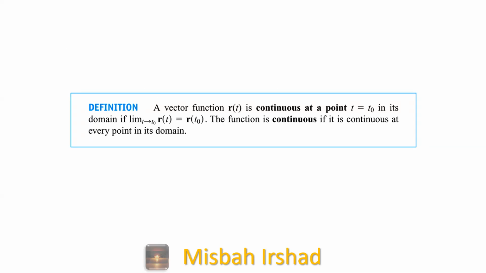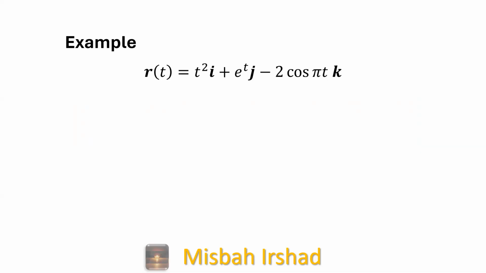Continuity. A vector function r(t) is continuous at a point t naught in its domain if its limiting value as t approaches t naught is equal to its value at t equal to t naught. The function is continuous if it is continuous at every point in the domain. So let's have a function. This is a vector valued function. Since each and every component of this function is continuous in its domain, this function is continuous. So continuity of a vector valued function also depends upon the continuity of its components.